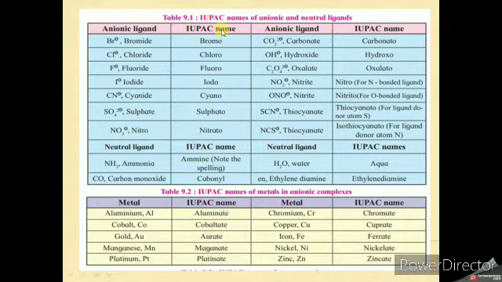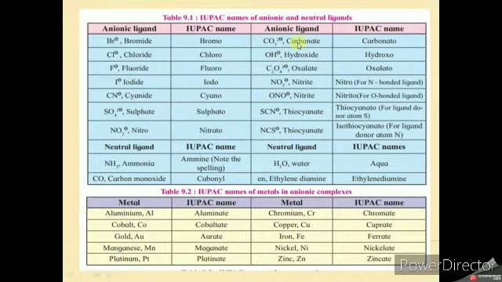so again, some IUPAC names of anionic and neutral ligands are given in this table. So Br minus, bromide, so IDE replaced by O. So this is the second rule. Chloride, Cl minus, chloro; fluoride, fluoro; iodide, iodo; cyanide, cyano; sulfate, sulfato; nitrate, nitrato. So here is a printing mistake, it is nitrate, so nitrato. These are negative ligands.